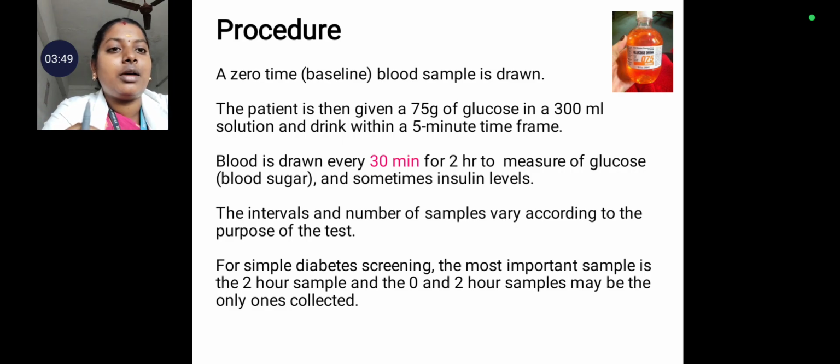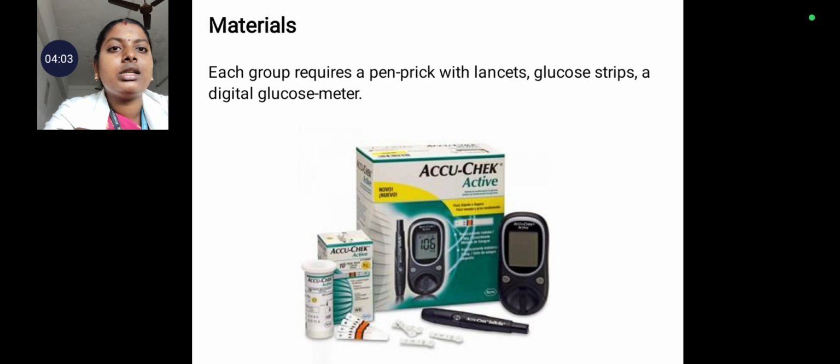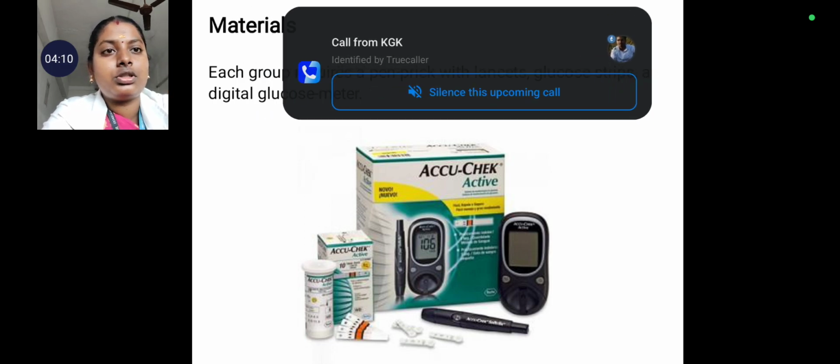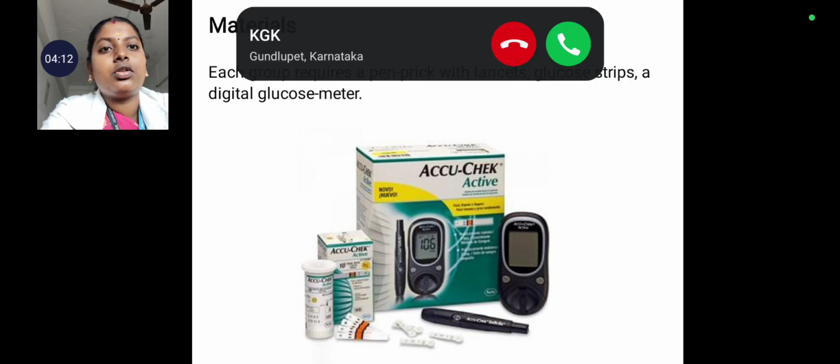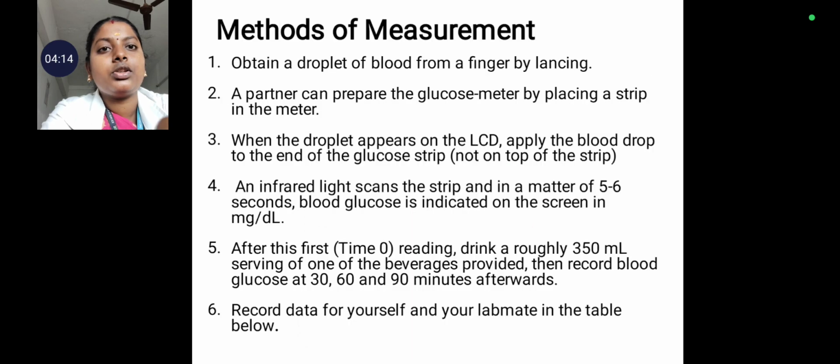So the intervals and the number of samples vary according to the purpose of the test. For simple diabetes, only the 0th hour and 2 hours sample is necessary, and for critical blood tests, blood is drawn every 30 minutes. So materials: a glucose meter is required, with pen prick with lancet and glucose strips and digital glucose meter. So these are the materials required.